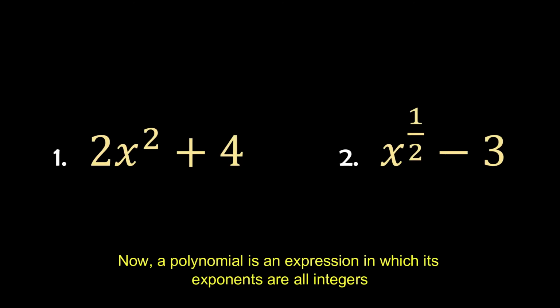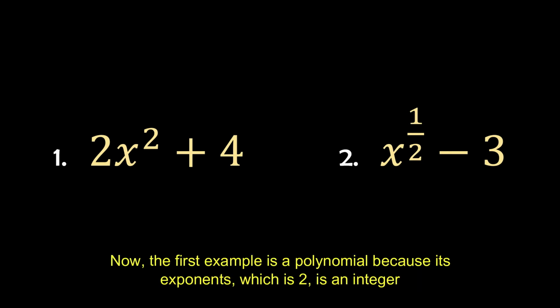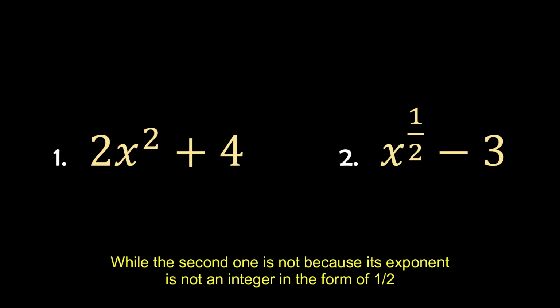Now, a polynomial is an expression in which its exponents are all integers. The first example is a polynomial because its exponent, which is 2, is an integer, while the second one is not because its exponent is not an integer, in the form of 1/2.